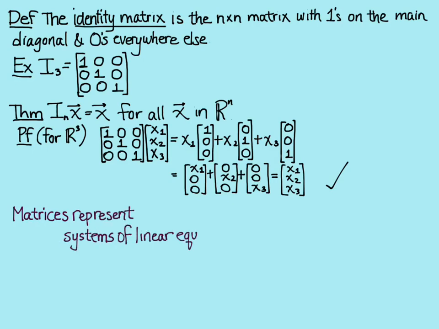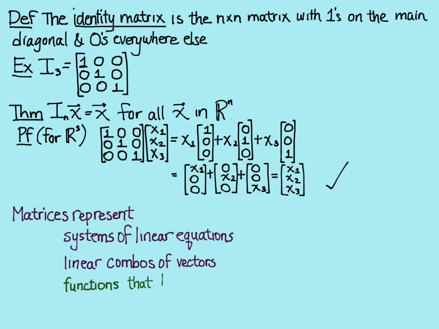So far we've seen that matrices can be used to represent systems of linear equations. We've also seen that they can represent linear combinations of vectors, as in this definition that we've been playing with. And today we're going to see one new way of looking at them. We're going to view them as functions that transform vectors.